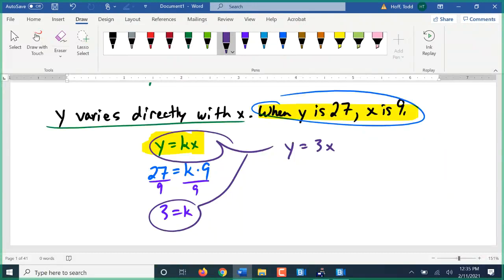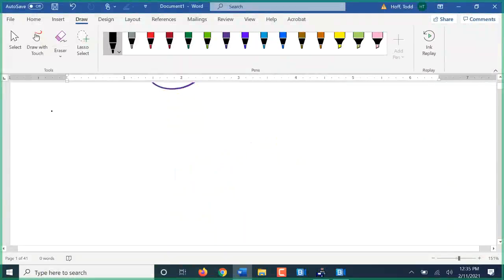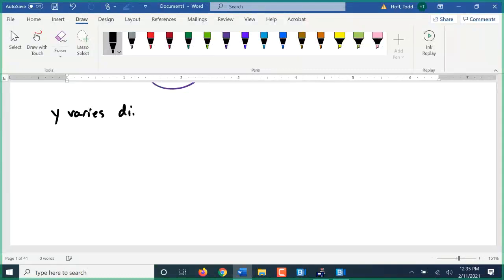Okay, so anyway, that extra information allows us to further define the relationship. Now we can go further. We can have situations where we have more information or a question being asked based on this information. That might look like this. Y varies directly as X. Now saying directly as X or directly with X means the same thing. I might say when Y is 42, X is 6.